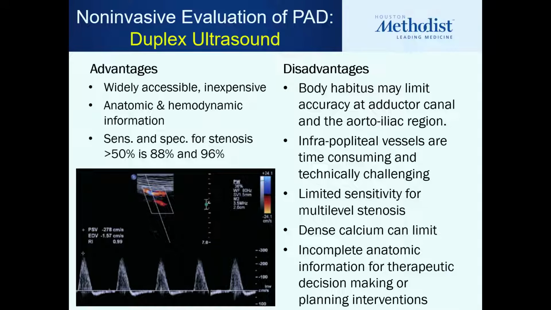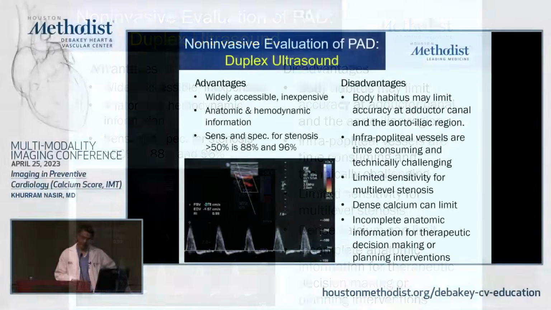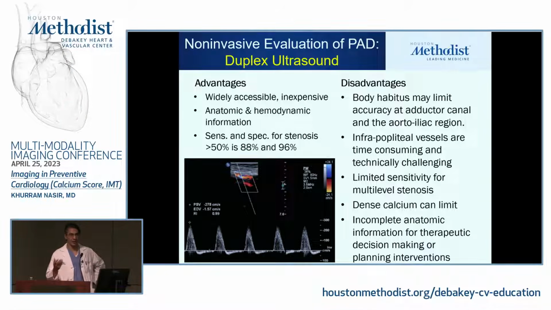Similarly, the infrapopliteal vessels are small and they can be really technically challenging, and they can be difficult by ultrasound. And then of course with ultrasound, if you have a lot of calcium present, all those ultrasound beams are going to bounce right back, and that can create shadowing behind the vessel, and can also limit your interpretation there. So its major disadvantages are that you may not necessarily see the entire arterial vasculature to help you make the informed decisions that you need to make. And calcium can also be a problem.